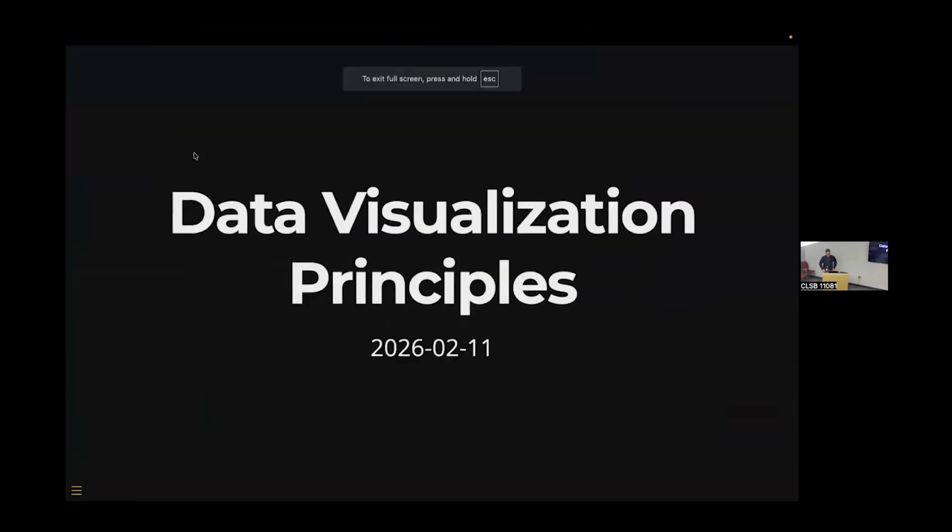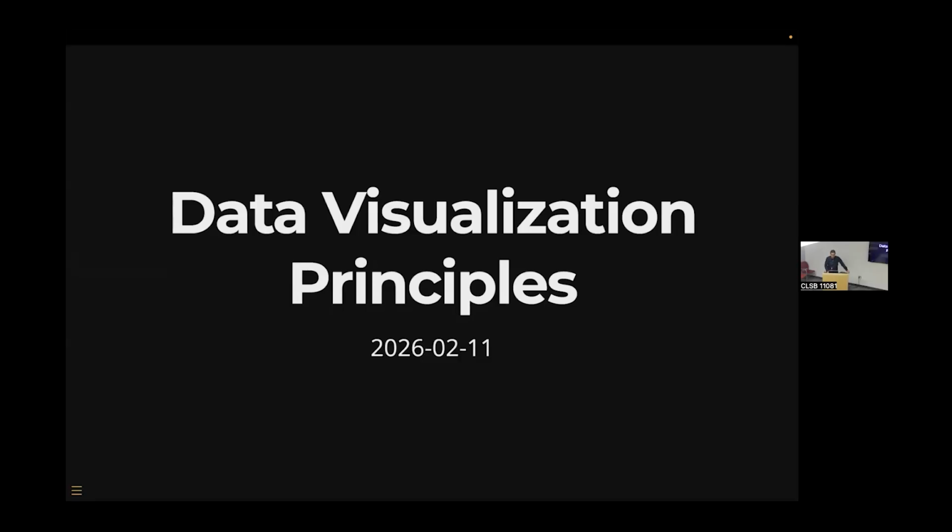All right, so I'm going to talk about data visualization principles. I'm not going to teach you how to make the plots, but this is a Quarto presentation, and all the code is here. I'm not showing it, but it's in the file. I'm going to share it at some point.